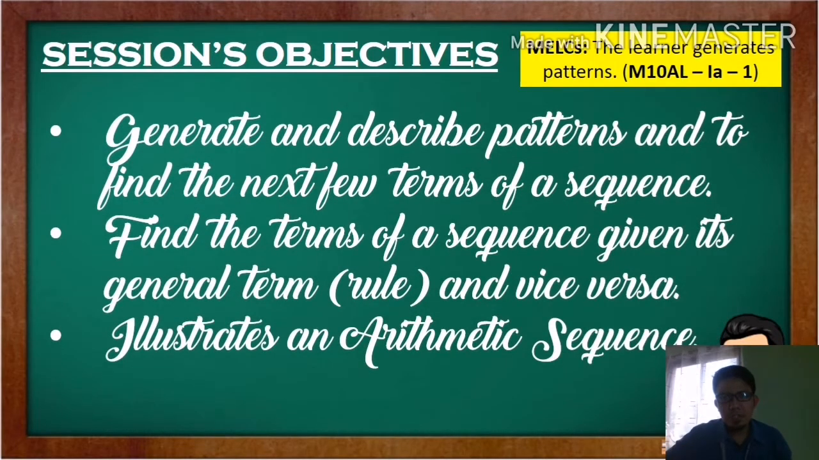Now let's have the session's objectives. Under the MELCs, the learner generates patterns. The first objective is to generate and describe patterns and to find the next few terms of a sequence. Second, find the terms of a sequence given its general term or rule and vice versa. And third, illustrate an arithmetic sequence.